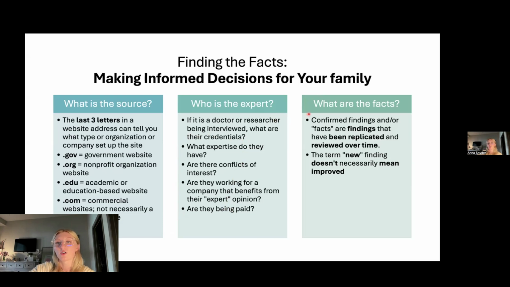So lastly, what are the facts? Confirmed findings, or facts, are findings that have been replicated and they've been reviewed over time. They can be repeated. Something that you'll see a lot is the term new, a new finding about X, or a new treatment for X. Just because it's a new finding doesn't mean that it's necessarily an improved finding. And it also doesn't mean that this new finding has been replicated, reviewed. So just keep that in mind when you see the term new. What are the facts about what I'm trying to gain information about?